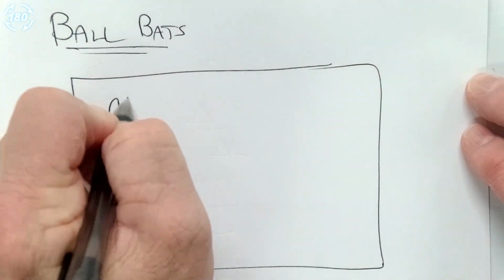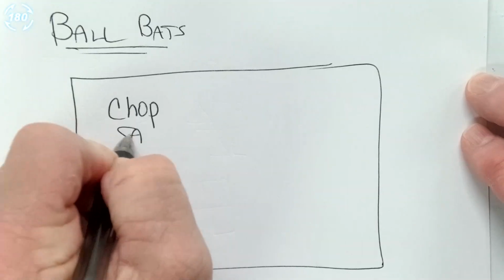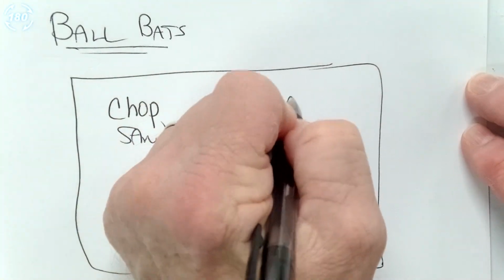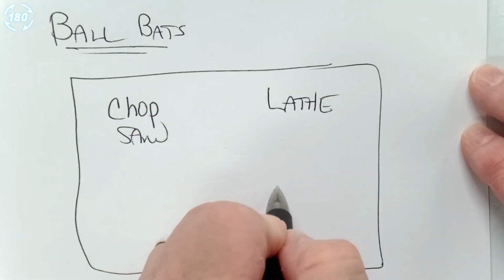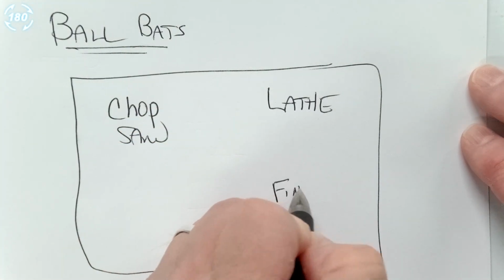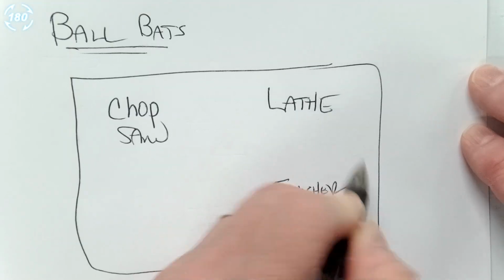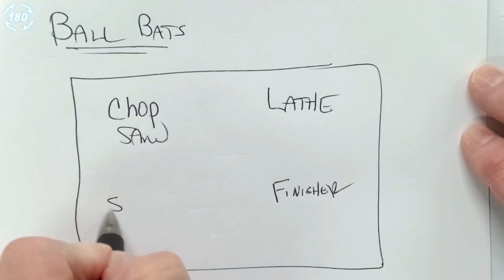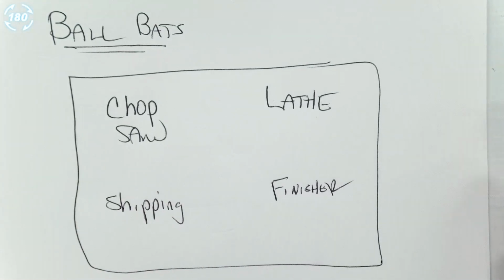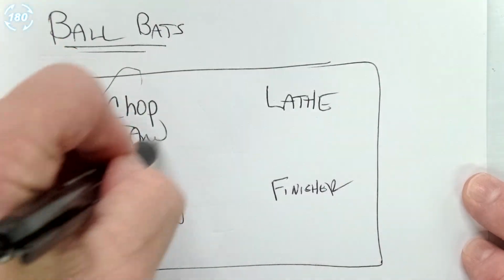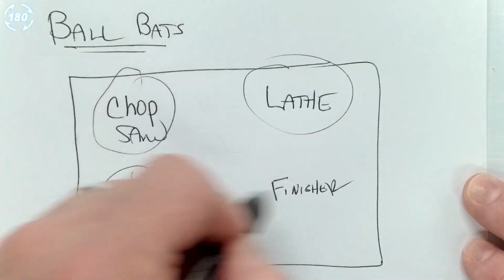And so you've got these several things. You might have a chop saw here, a lathe over here, and then a finisher here where you apply the lacquer or whatever. And then you have a shipping station here where you box these bats up and ship them out. Can you imagine 4 stations on a factory floor like this?